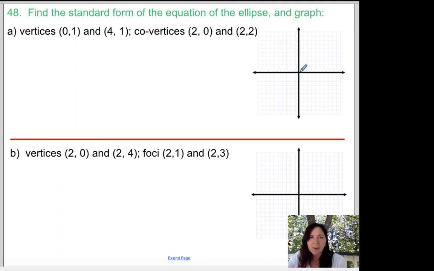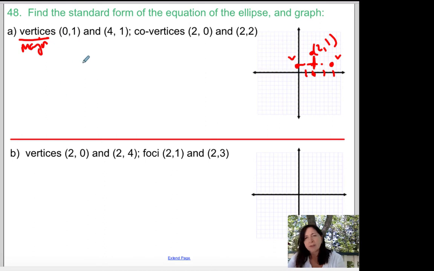So what we know is that my vertices are at 0, 1, and they're at 4, 1. So 1, 2, 3, 4, 1. So those are my vertices. That's my major axis. When they give me my vertices in an ellipse, those are on my major axis. So that means that the major axis length is 4. So halfway in between, 1, 2, this is my center. And where am I? I'm at 2, 1. And then my co-vertices are at 2, 0 and at 2, 2.